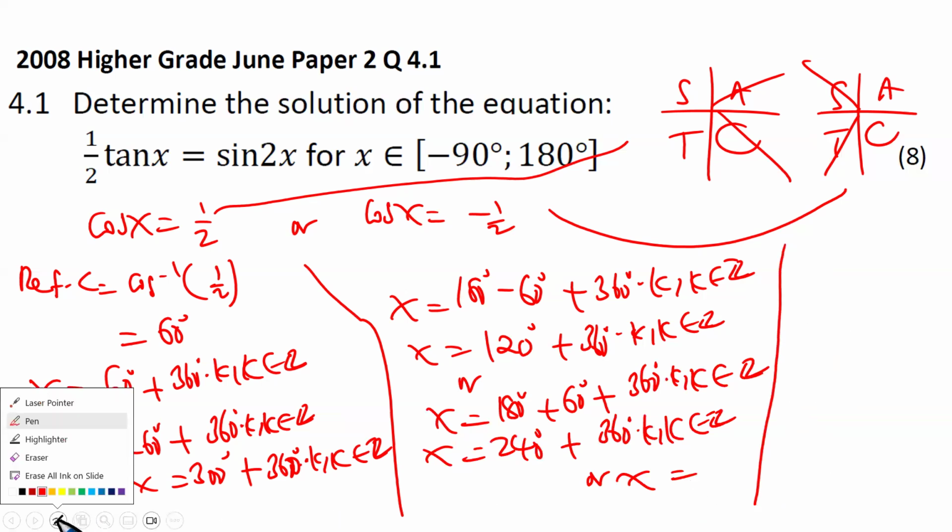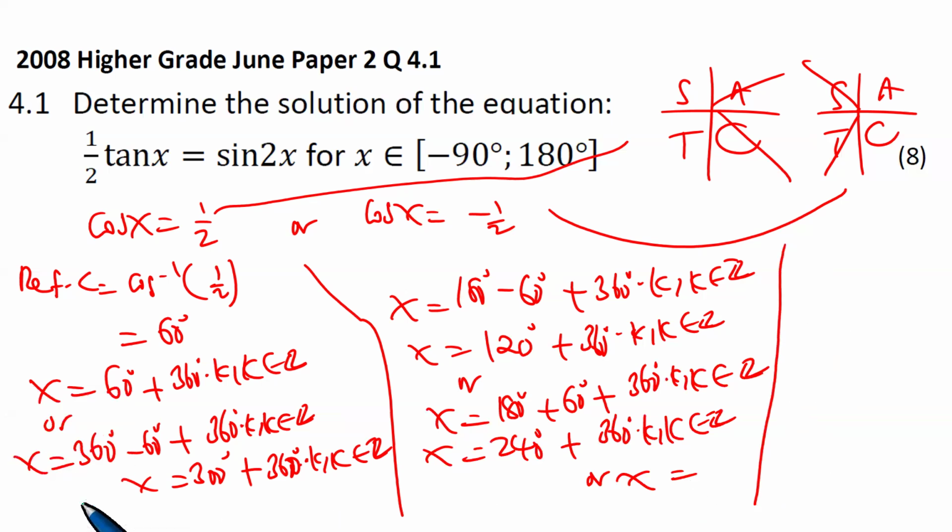We're going to list them by changing the values of k. Okay, let's start with this one. When k is 0, then we have 60 degrees. It's okay, because it's between minus 90 and 180. When k is 1, 360 plus 60, it's outside. When k is negative 1, it's minus 360 plus 60, which is minus 300, it's outside.